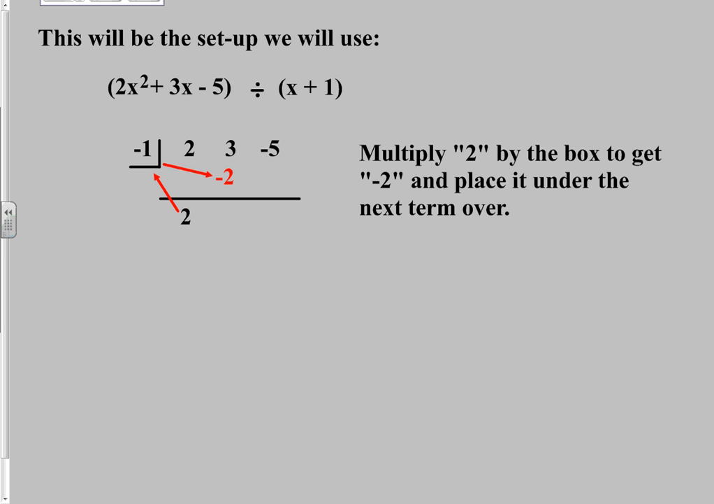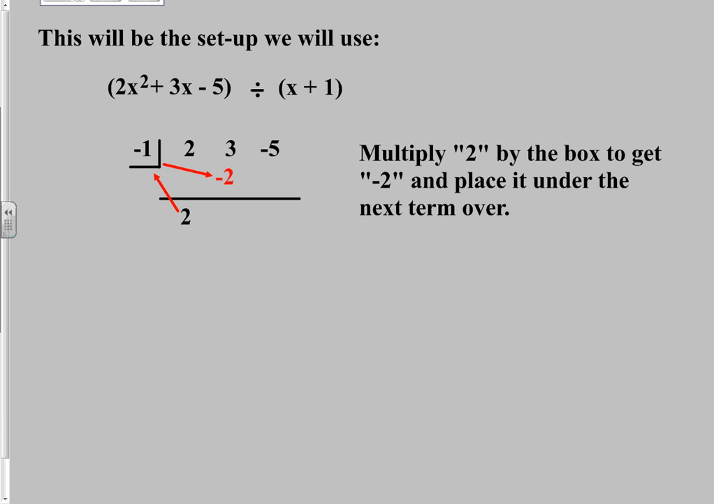Okay, so in this case, we're multiplying the 2 that we brought down times the -1 in the box, and that gives us a -2, so we're writing -2 underneath the 3. Okay, we've already brought the 2 down. We're not messing with it anymore. Now we're scooching over and we're messing with the 3.